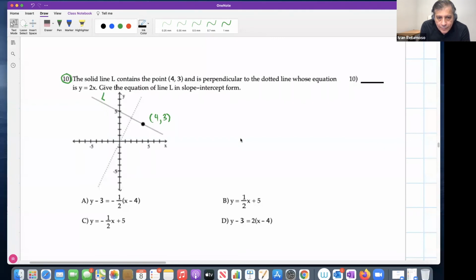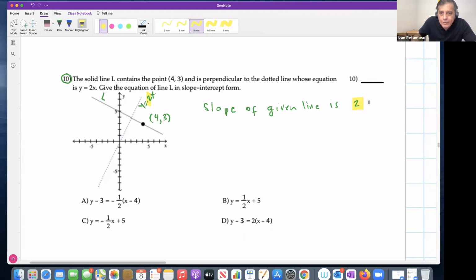Okay, great, very good. So, again, they are giving you two lines that are perpendicular to each other. They are giving you 1 point on this solid line. They are telling you that the equation of this dotted line is y equals 2x, which allows us to quickly extract the slope of the given line. So the slope of the given line is 2, the number that appears in front of the variable x.